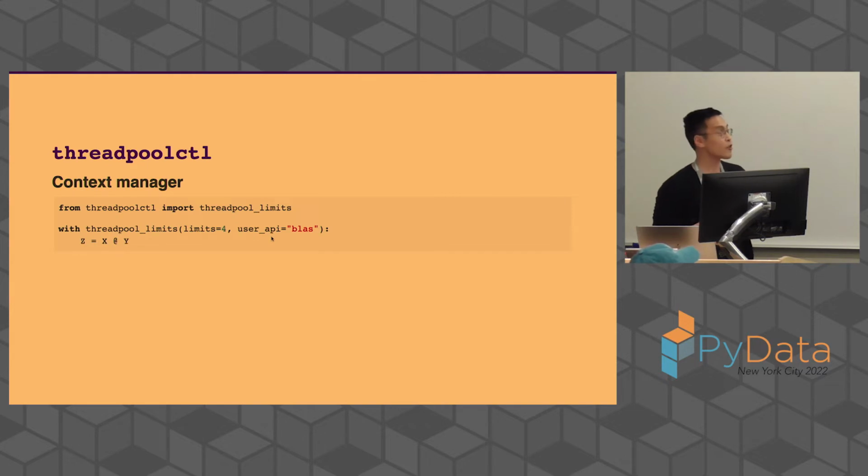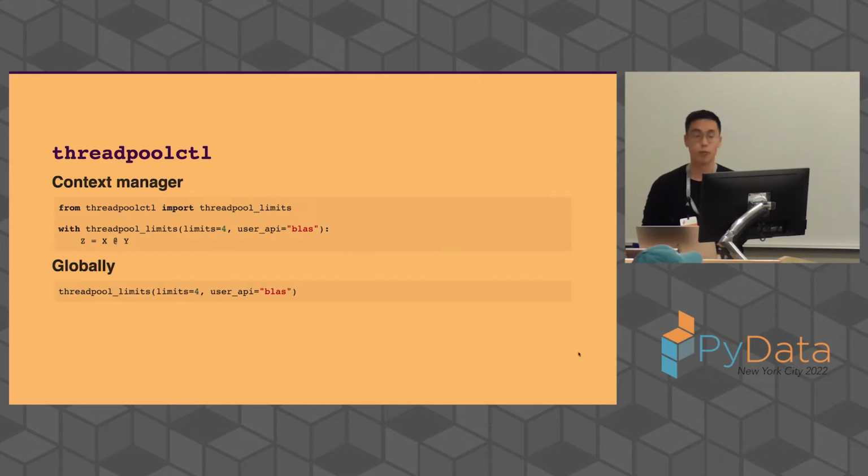I find the easier approach is threadpoolctl, which is a Python approach to do this. You can see that here. It's a context manager. You can see that I'm saying BLAS. You don't have to care about whether it's MKL BLAS or OpenBLAS, it just does it. It understands which BLAS is loaded and it configures it the correct way. You could do it as a context manager. You could also have it globally. So that's a very useful tool.